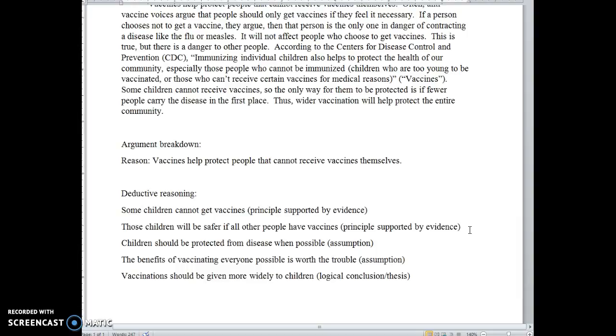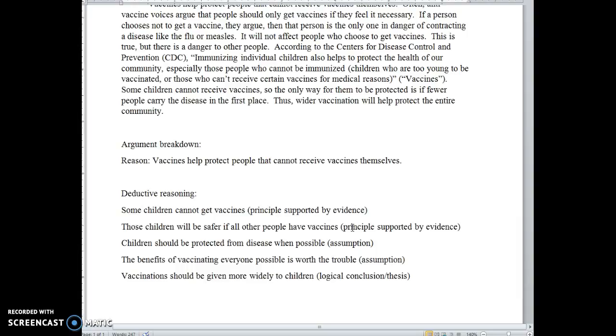Okay? Now, an assumption that I'm making is that children should be protected from disease when possible. Most people would agree with this, so it's okay to make that as an assumption. I don't need evidence for that. And then I also make another assumption that the benefits of vaccinating everyone possible is worth the trouble. Some people may not agree with that, so I need to decide if I need evidence for that.